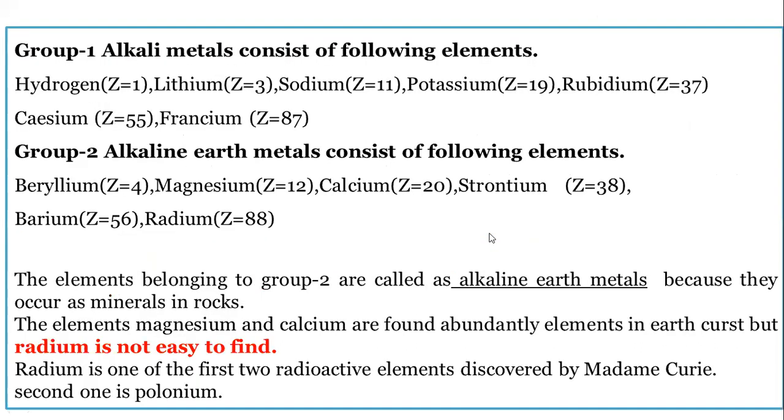Already I discussed these metals are present. Hydrogen is actually not a metal, but since its outermost electronic configuration has only one electron, that's why it is included in group 1 elements. So this is an exception. Hydrogen is an exception. Though it is not a metal, it is included in group 1 elements because of the electronic configuration. Z is 1, atomic numbers are given in brackets. Lithium, Z is equal to 3, sodium 11, potassium 19, rubidium 37, cesium and francium.